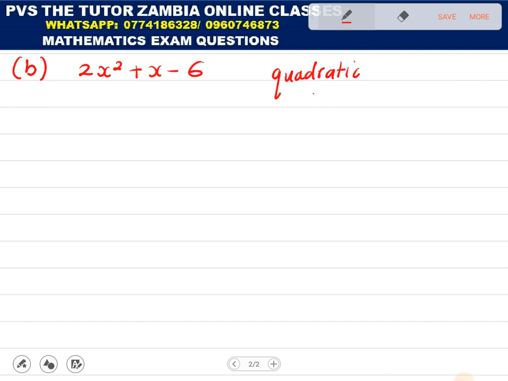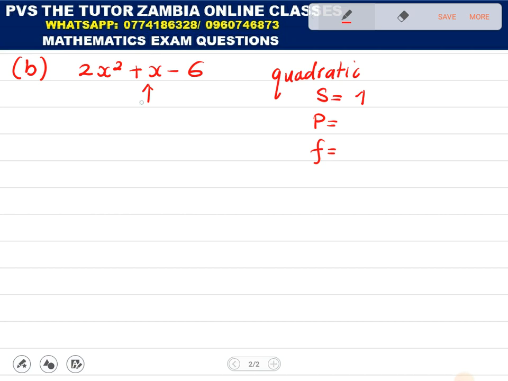So, let us find the product. Let me start with the sum. Most of you start with the sum, then you go to the product, then you go to the factors. And I'm going to explain this once and for all. The sum is the coefficient of the middle term. What is the coefficient of x? It's just 1. The coefficient is a number in front of a variable.